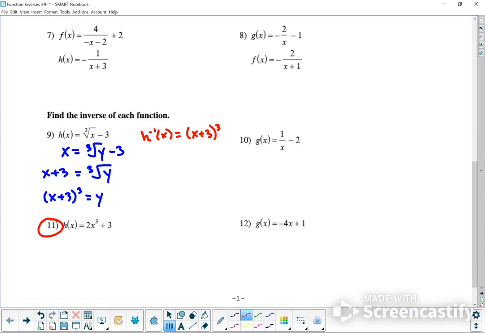Okay, 10. Let's go ahead and take g of x, call that y and swap it. So it'll be x equals 1 over y minus 2. Solve for y. So we're going to add 2 to both sides. So it'll be x plus 2 equals 1 over y.